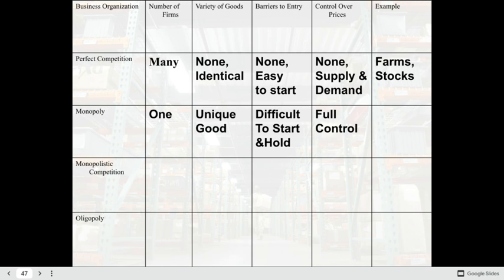Let's keep going. Full control over prices. Because obviously they're the only ones. They can say exactly what the price should be. However, just like there's no such thing as truly perfect competition, there's really no such thing as an actual monopoly in a marketplace. Really, the only one that controls a monopoly would be the government, for instance. So, for example, city sewage, that is an example of monopoly.